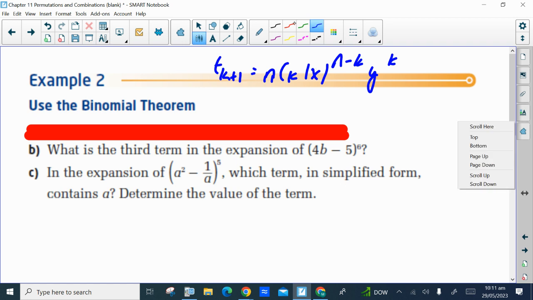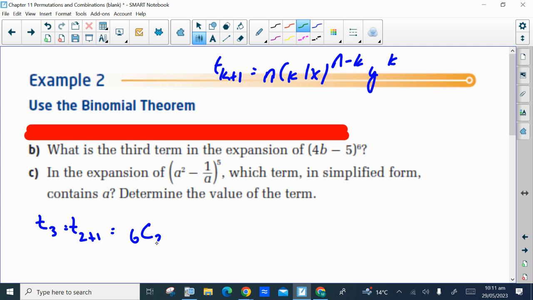So question B here asks for the third term in the expansion of (4b take away 5) to the power 6. Using this general term formula, if we want to find the third term, k would have to be 2, because the general formula starts with t sub k plus 1. In order for k plus 1 to equal 3, k must equal 2. N is the power on the binomial, which is 6, so it'll be 6c2. Again, k is 1 less than the term number.